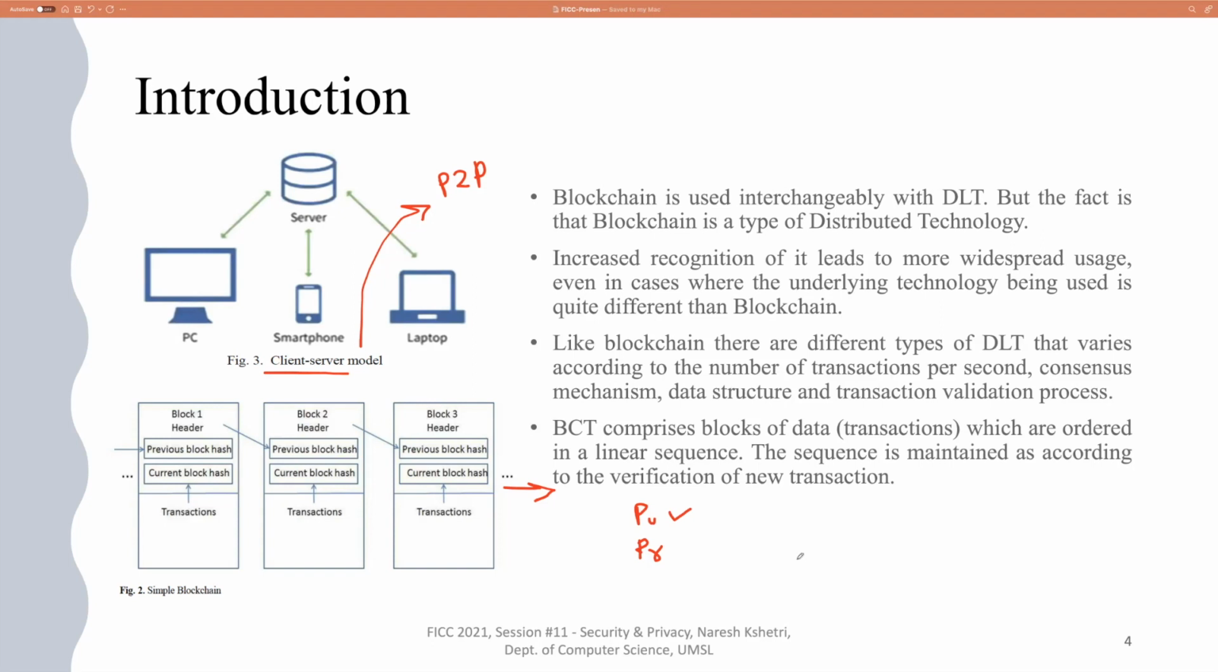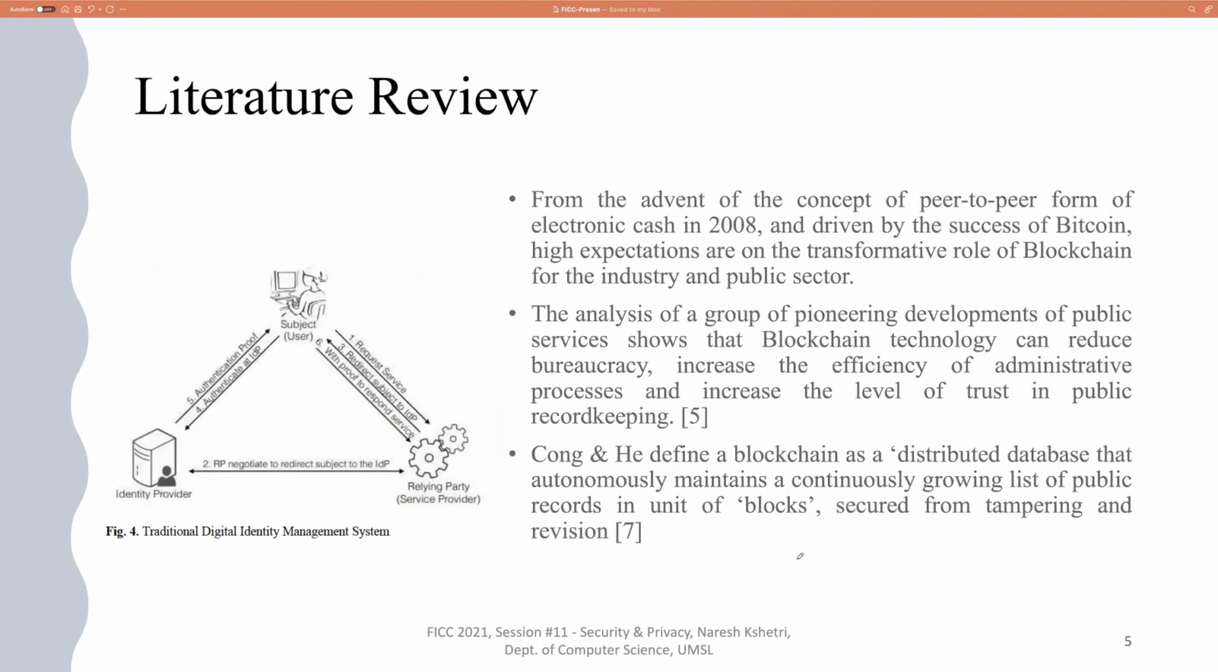Going towards the literature review, I have pointed out several things about the traditional digital ID management systems. Kong and He define the blockchain as a distributed database that anonymously maintains a continuously growing list of public records in units called blocks. That means they try to secure it from tampering and revision.